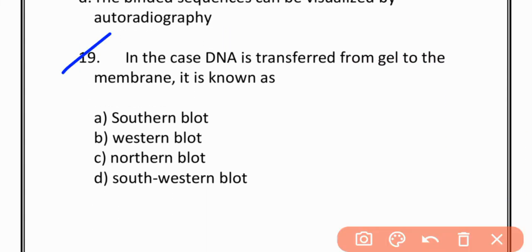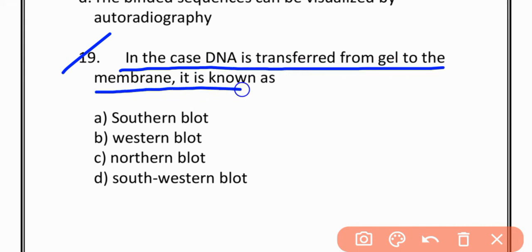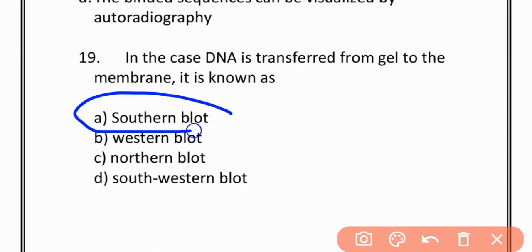MCQs number 19. In the case DNA is transferred from gel to membrane, it is known as southern blotting, western blotting, northern blotting, southern or western blotting. The correct option is option A, southern blotting.